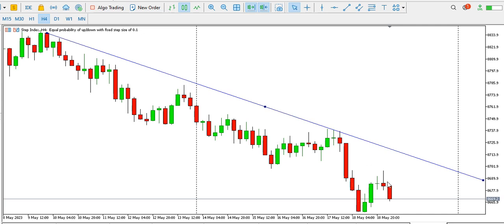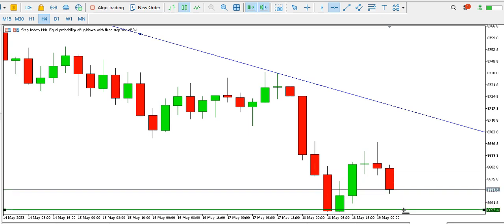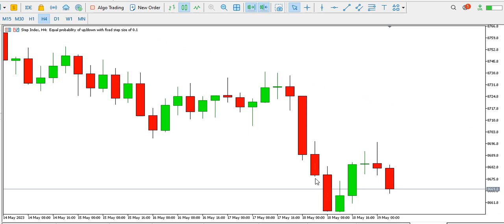So look at what's currently happening on the 4-hour time frame. Price just established a lower high. This high is lower than this high, so you might jump in on the sell and sell up to this point before it breaks structure further to the downside.